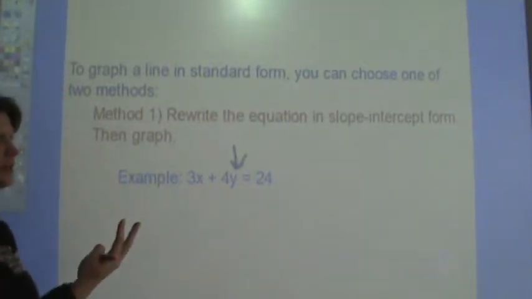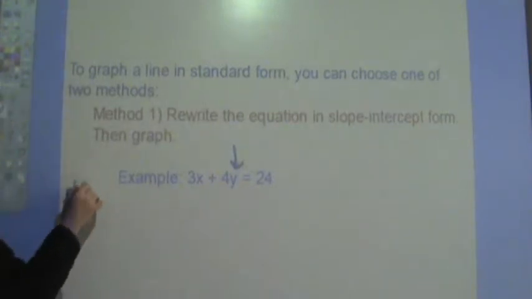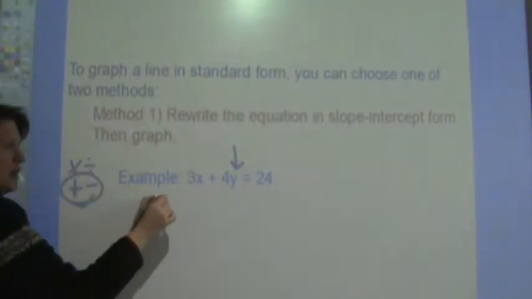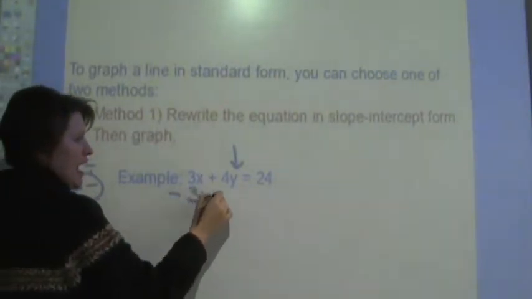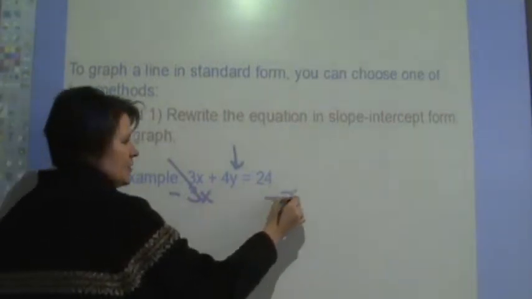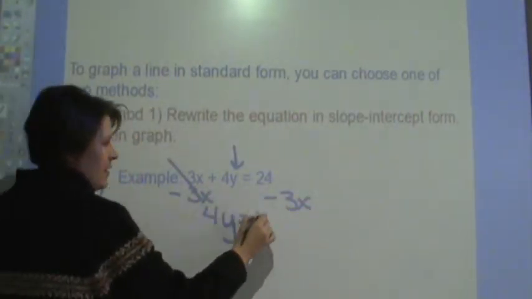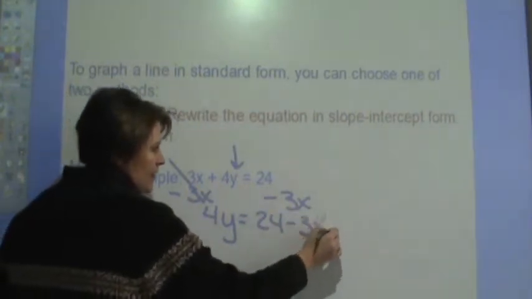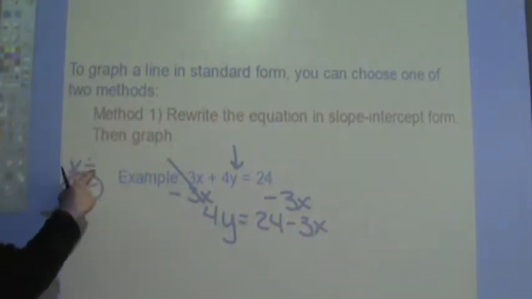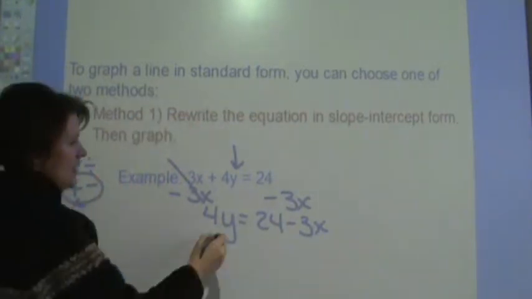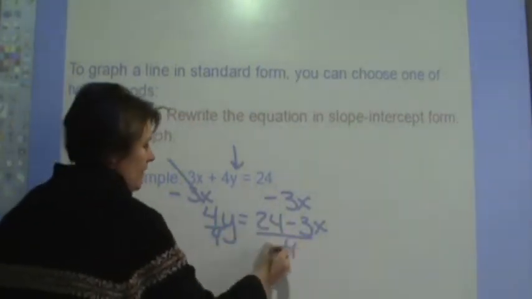Think of the order of operations from the bottom up. We've got our adding and subtracting, multiplying and dividing, etc. We're going to start here. So first we're going to do the adding and subtracting. So I'm going to minus 3x. Then I'm going to do my multiplying and dividing because I'm undoing. So I'm going to divide by 4.